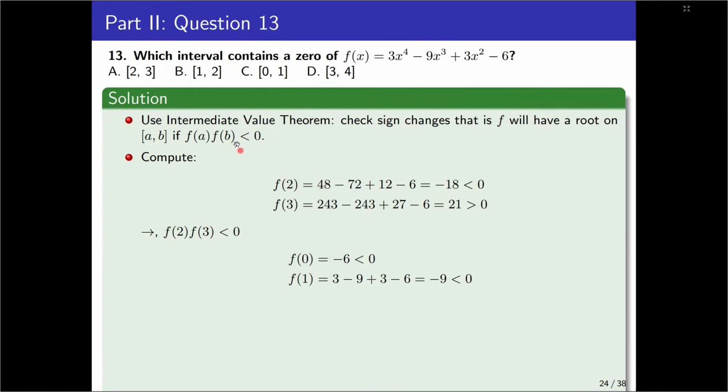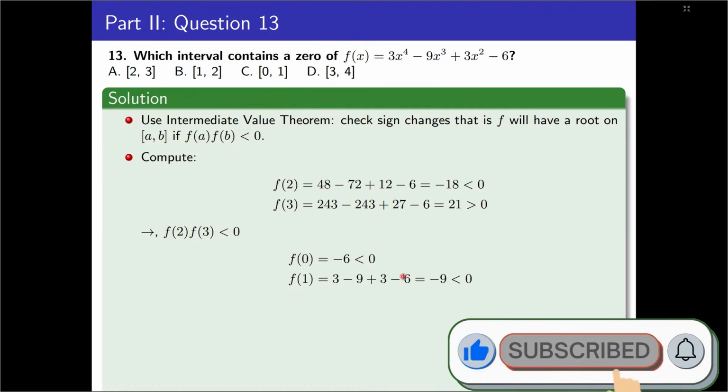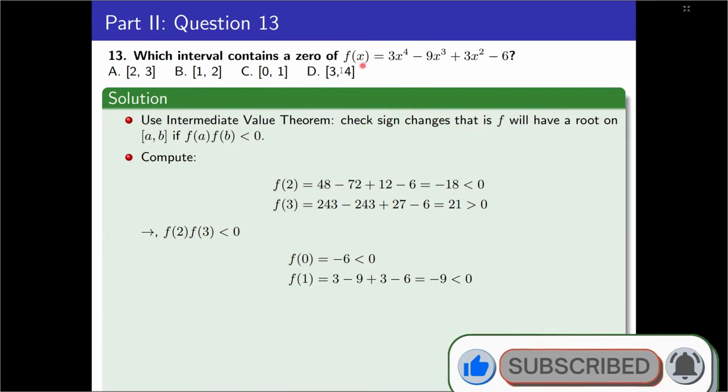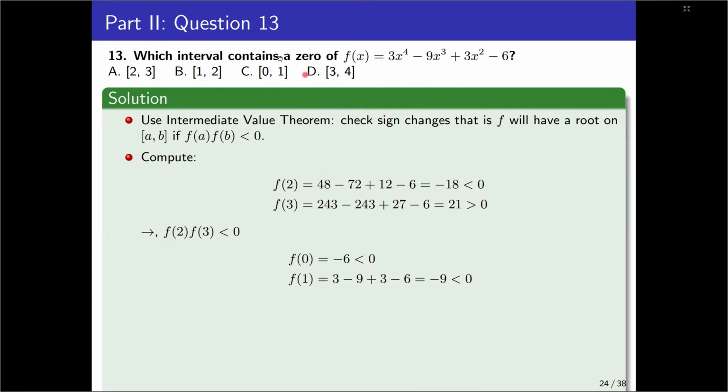But for the second one, for example over this interval, f(0) is negative 6, and f(1) is negative 9. So the product can never be negative, so the function will never have any root in the interval between 0 and 1.